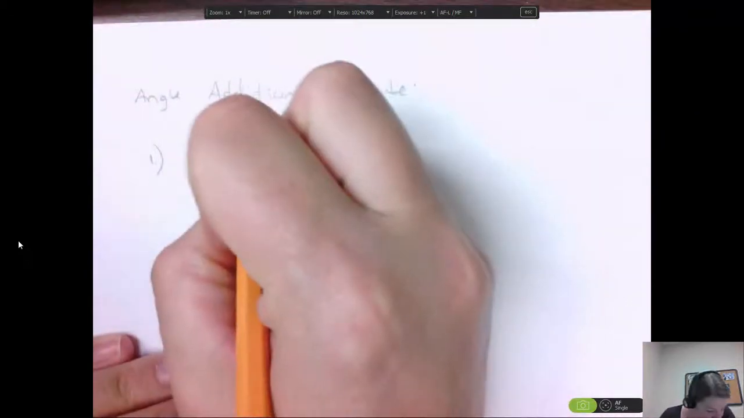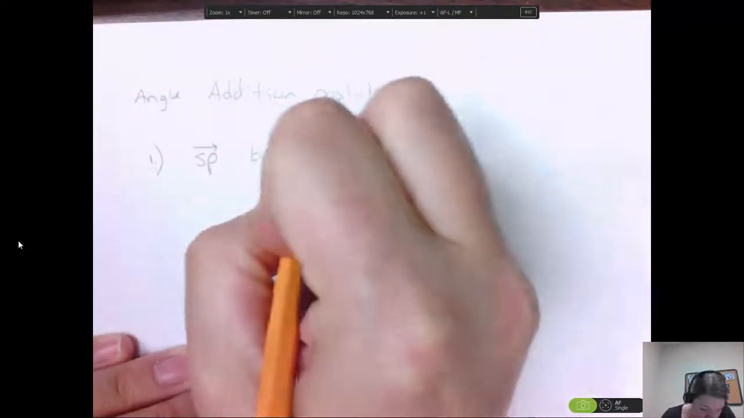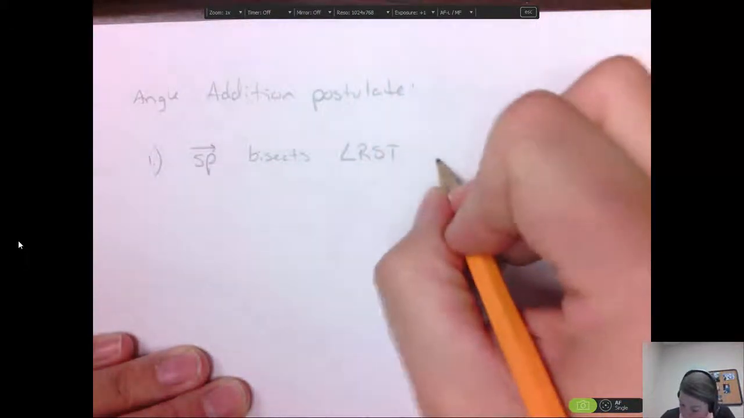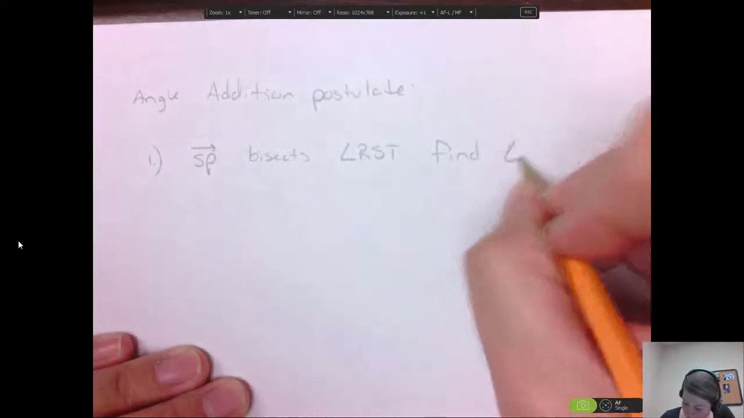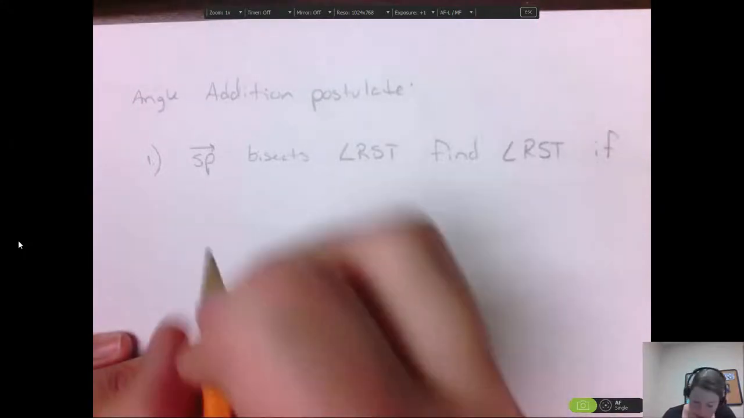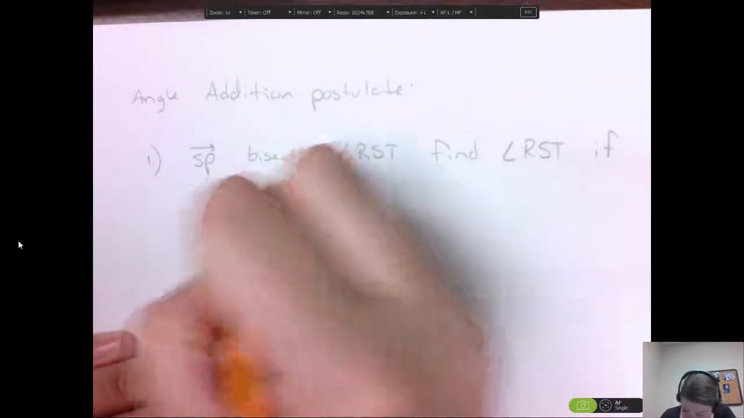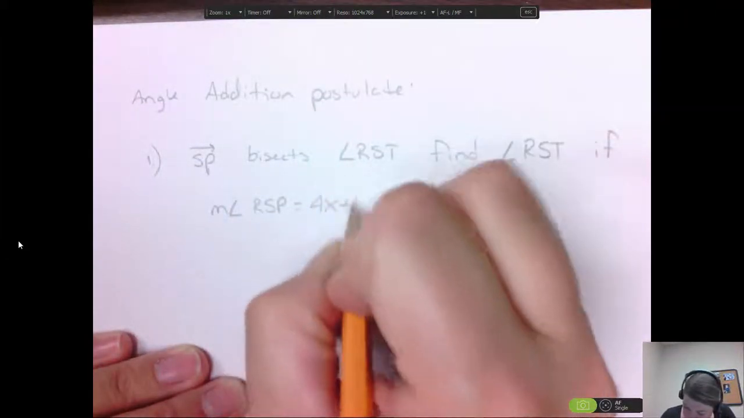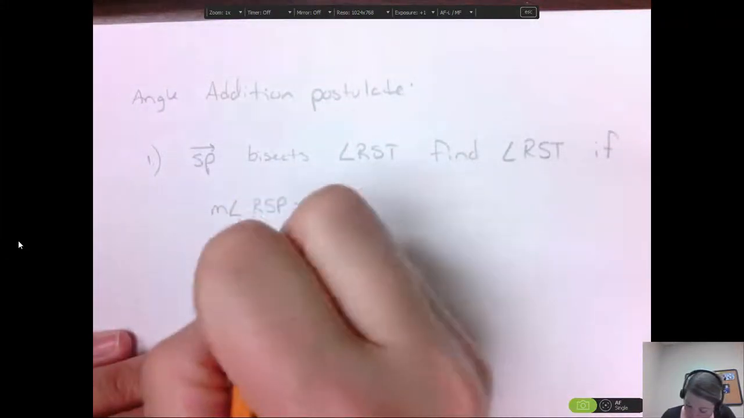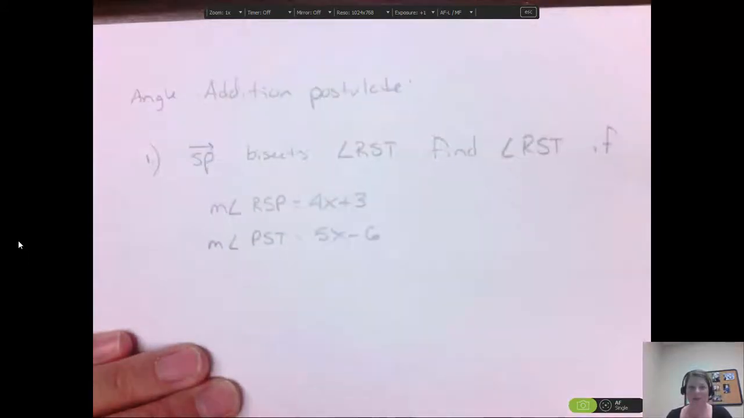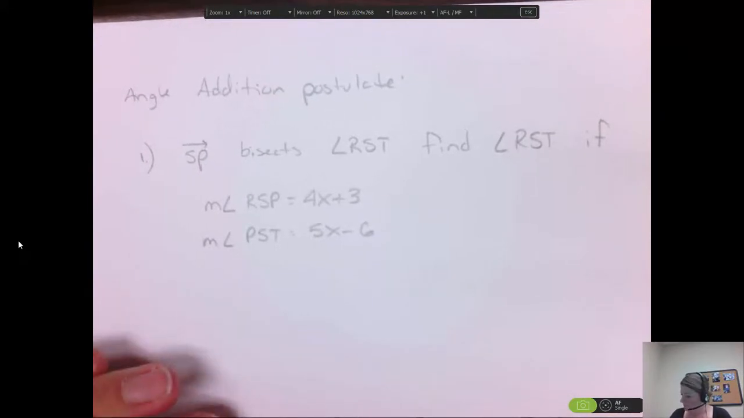If SP bisects angle RST, find angle RST if you have the following information. The measure of angle RSP equals 4x plus 3, and the measure of angle PST is equal to 5x minus 6. So we have this information here. Okay, from here, I'm going to draw this.